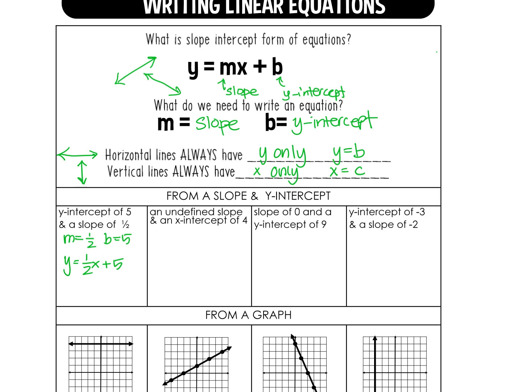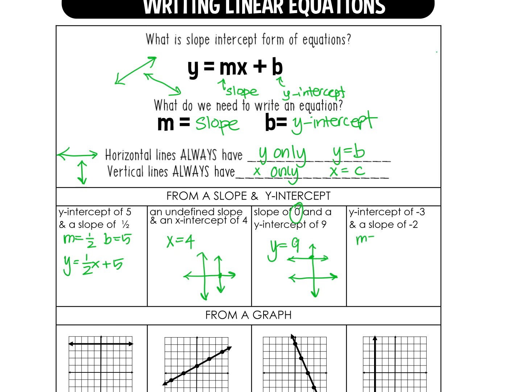In my next equation, I've got an undefined slope, that's telling me that I have only an x equation and an x-intercept of 4. So I can imagine that this line is going to go through the x-axis at positive 4, be a vertical line, and its equation is x equals 4. In our next one, our slope is 0, so it's going to be a y-only equation with a y-intercept of 9. So I just write y equals 9. If this was on the graph, it would cross 9 at the y-axis and be horizontal. So I just have a y-only equation.